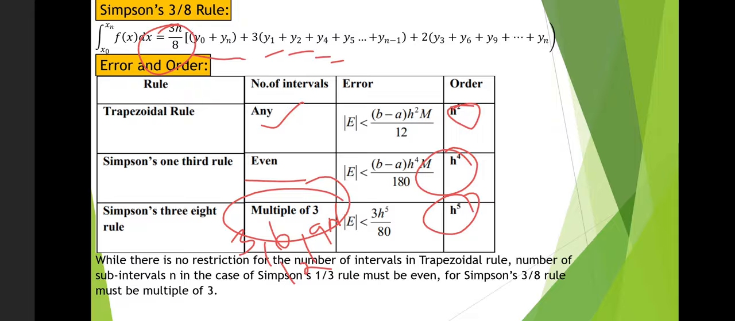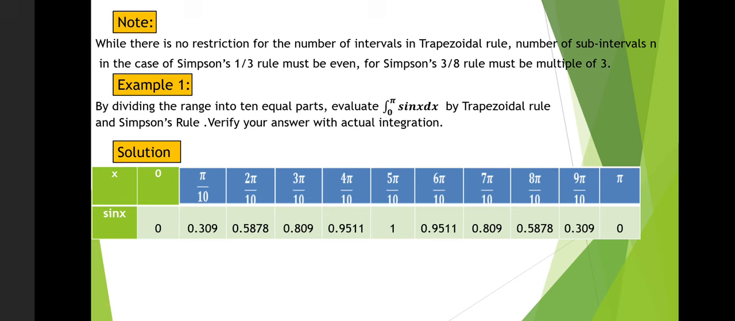So important points: always check the number of intervals before choosing the method. Trapezoidal rule, any number of intervals. Simpson's one-third rule, even number of intervals. Simpson's 3/8 rule, multiple of 3 intervals. These conditions are very important in numerical integration.